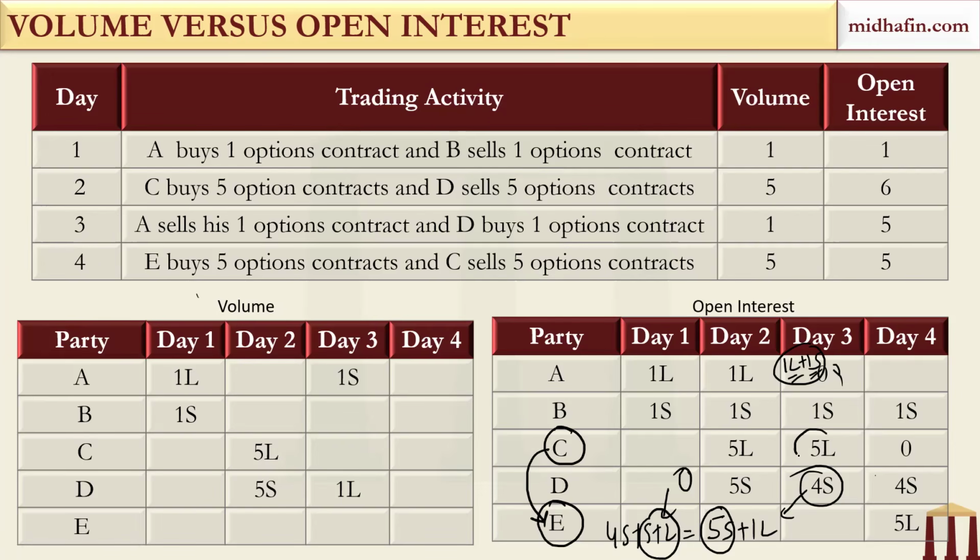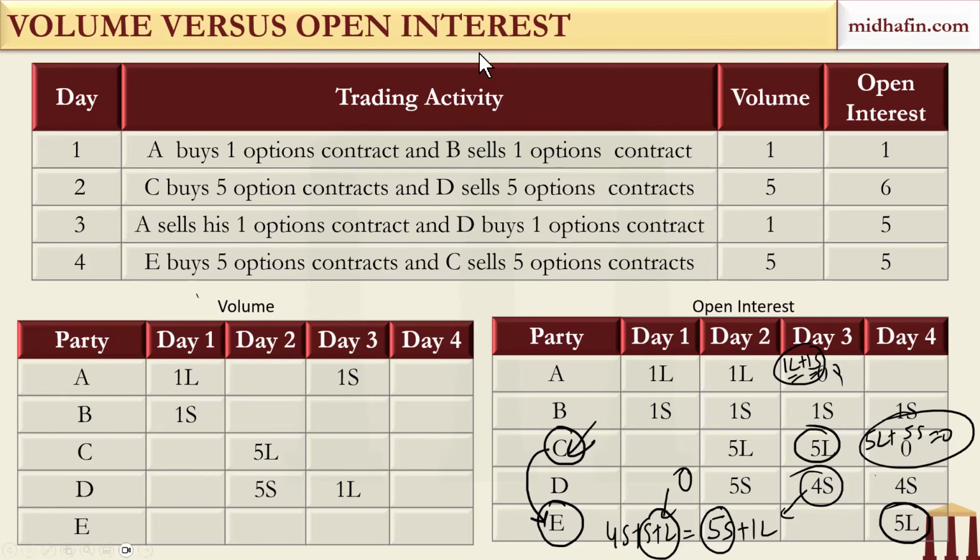So you can see this 5L, which was there with C earlier, has now been taken up by E. This is one way you can understand this, or else you can do the L plus S part also. Since this has become 5L plus 5S, it means it has become 0. Got it? So is it clear? Day 1, day 2, day 3, day 4, all the open interests? Everything clear. Great. Okay, next. So this is a very important point which can be asked in the exam.